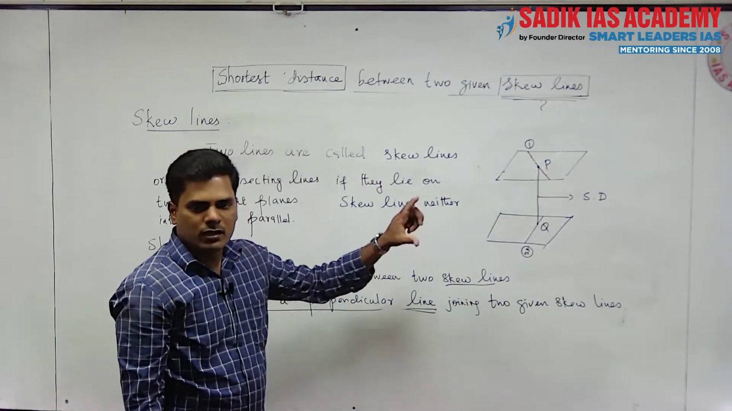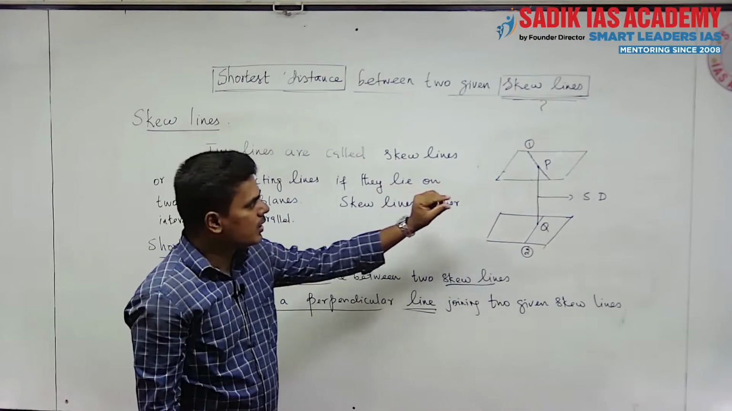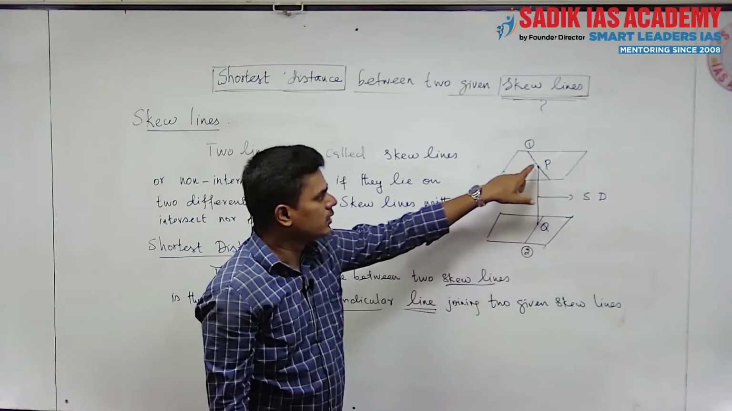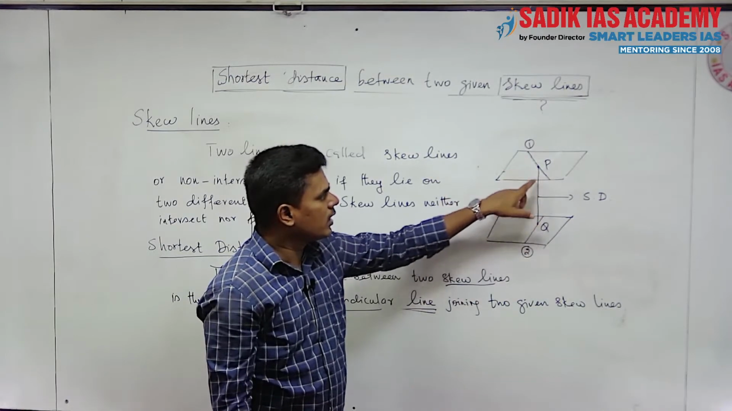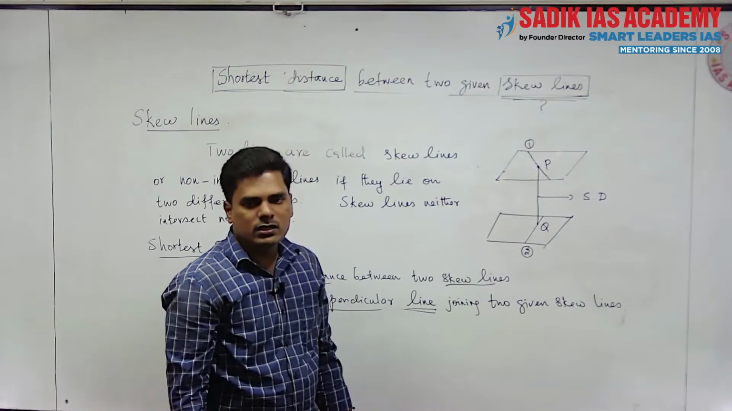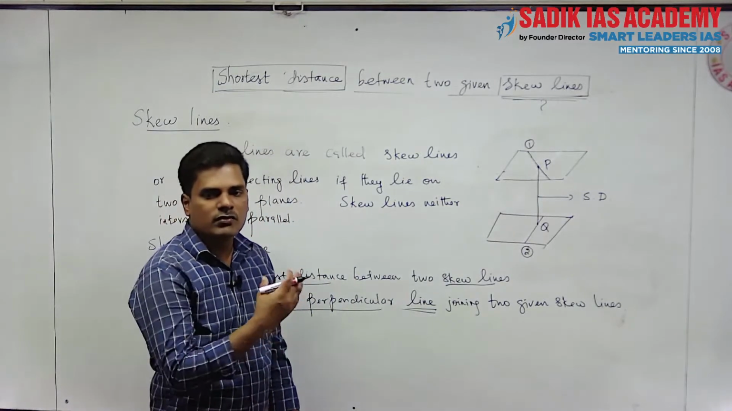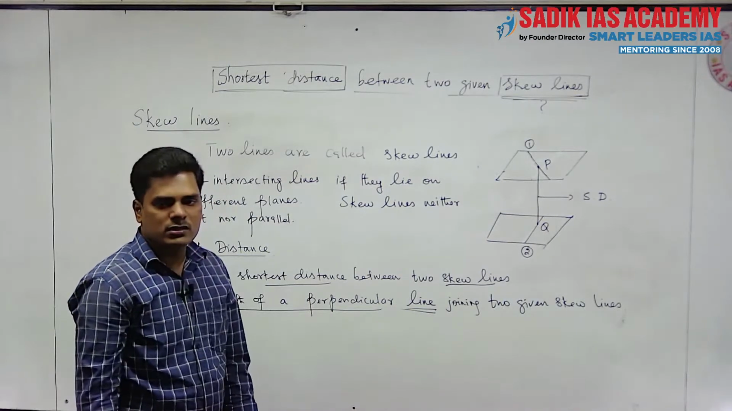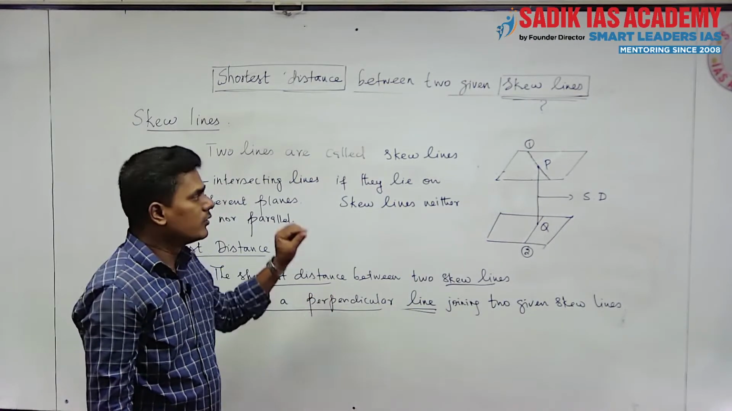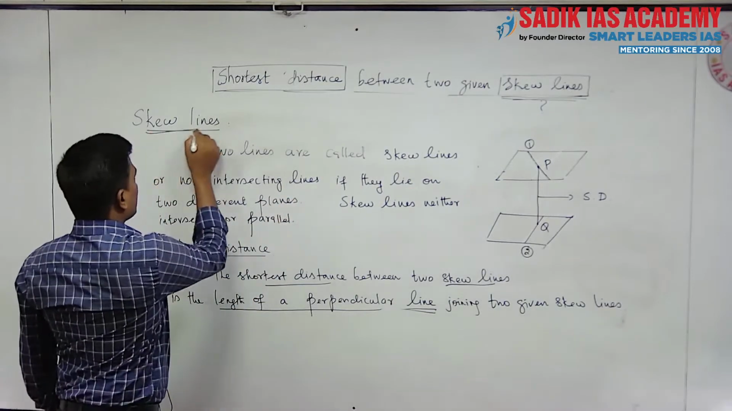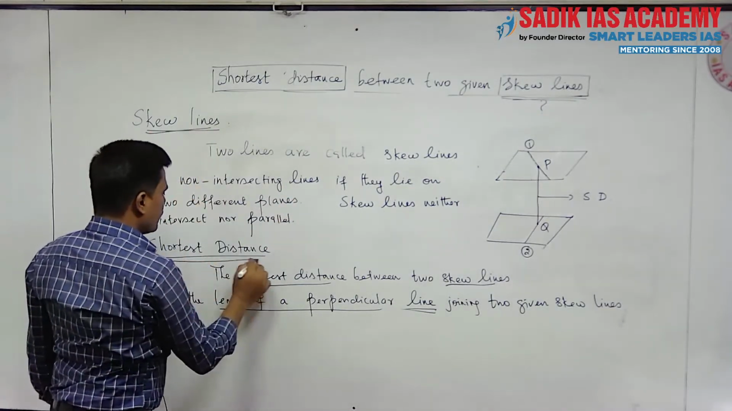Yes or no? A line which is going to be perpendicular to both the lines, and this line is going to meet the given lines at some point. Now, we can find the length, that is going to be the shortest distance between the given two skew lines. That is the meaning of shortest distance between two skew lines. Now, we have understood what skew lines are. Yes or no? How to find the shortest distance?